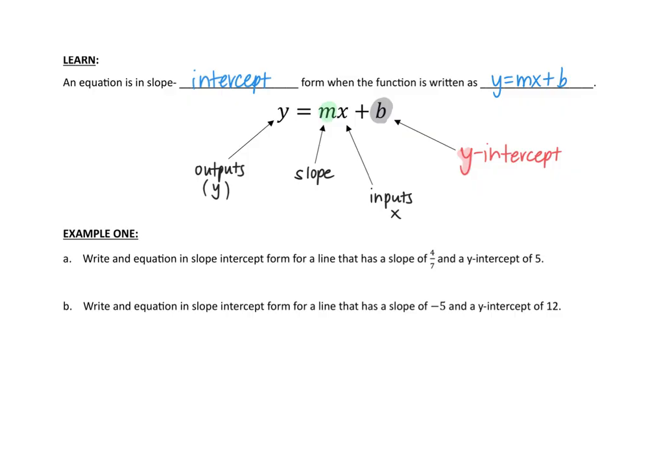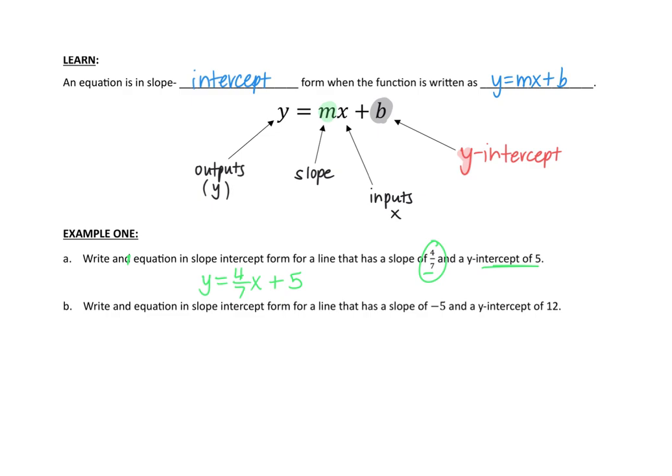For my first example, again, this is not going to be difficult, but we are going to write an equation in slope-intercept form for a line that has a slope of 4/7 and a y-intercept of 5. We can just quickly fill this in. I'm going to write y equals, I know my slope is 4/7, so I'll write 4/7 times x, and then plus my y-intercept is 5. I just wrote an equation in slope-intercept form.